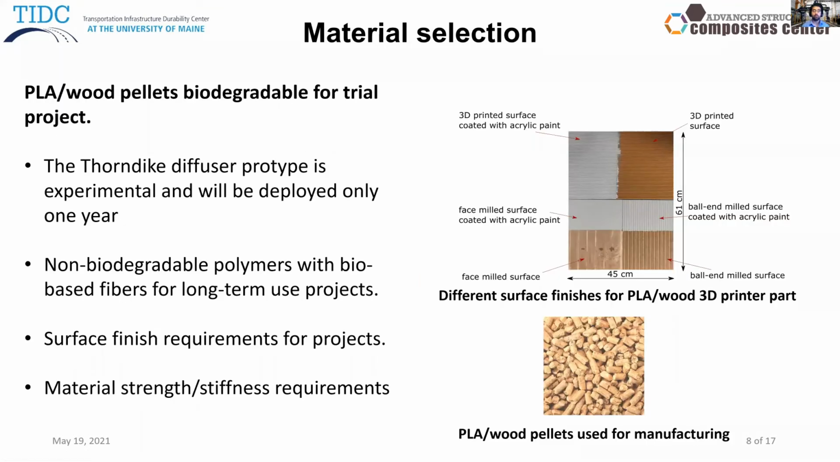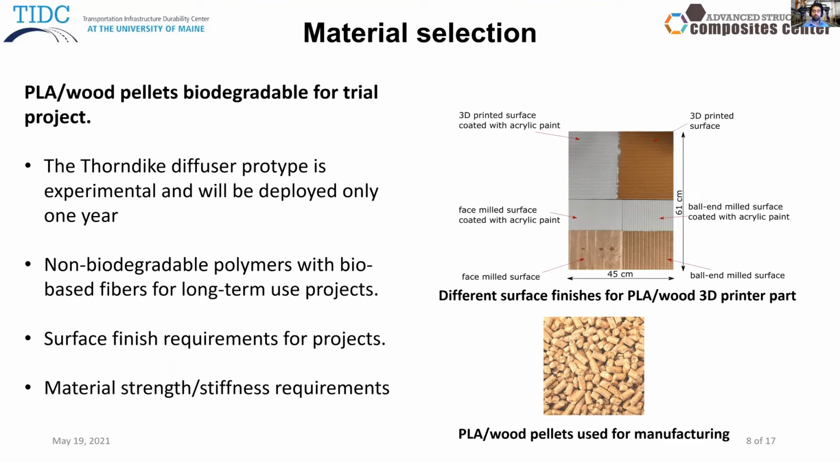Material selection. PLA wood was the material selected for this project. The Thorndike diffuser is experimental and not permanent. It will be installed during the dry season in July, and water flows will be measured in late October. Then this diffuser will be removed from the site.